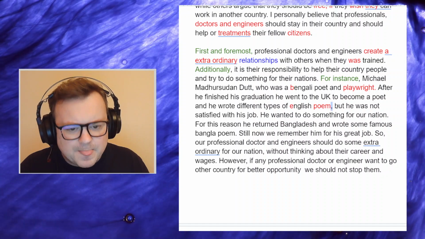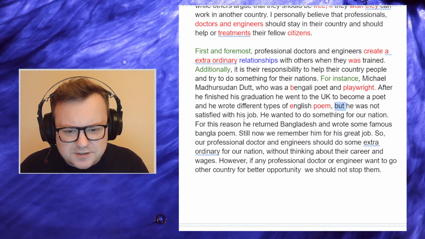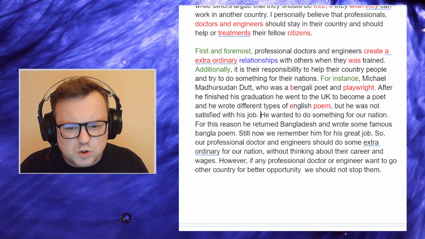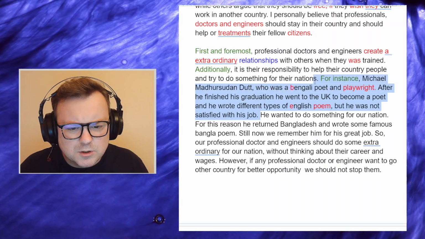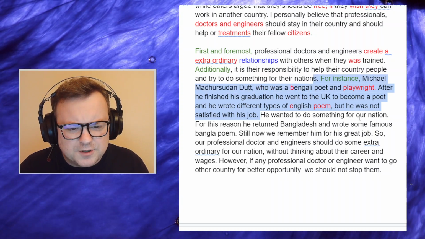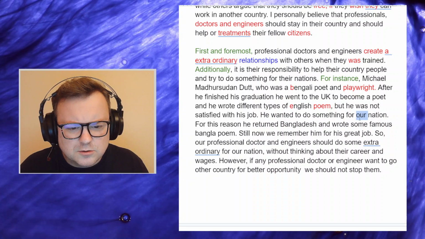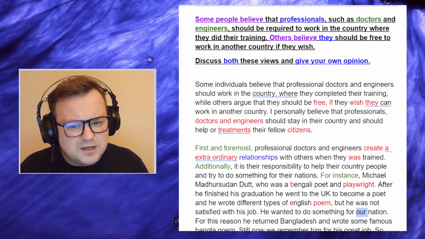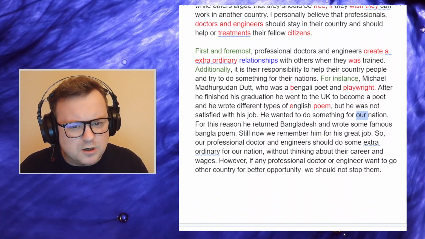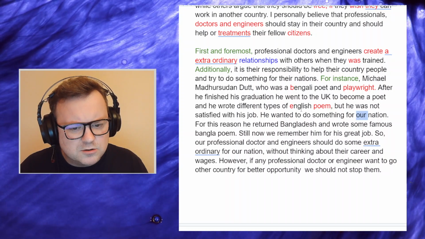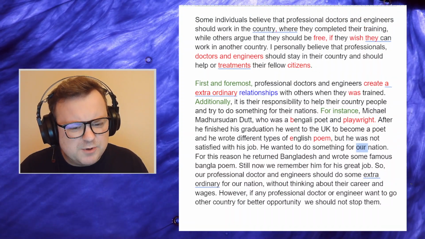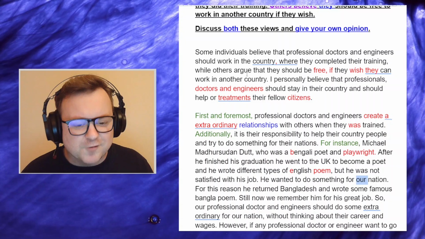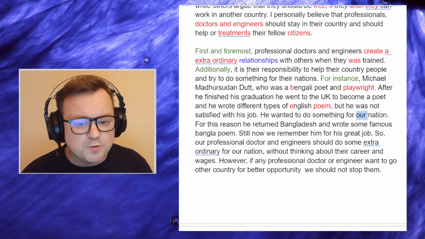"Okay, comma, but he was not satisfied with his job," full stop. Okay, so what? "He wanted to do something for our nation." Whose nation is our nation? There's nothing in this essay that shows that you are from Bangladesh. So I don't know what you mean when you say our nation, because this text isn't written from the perspective of a Bangladeshi. There's no mention of that.